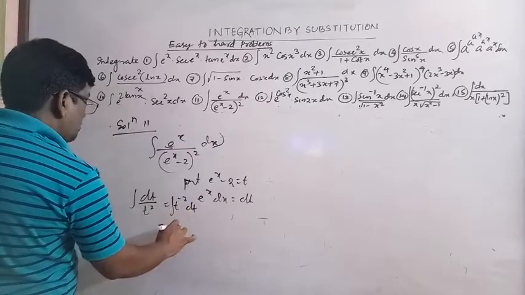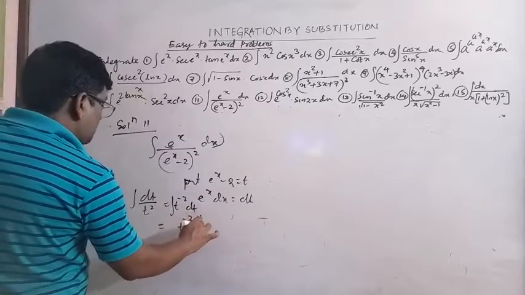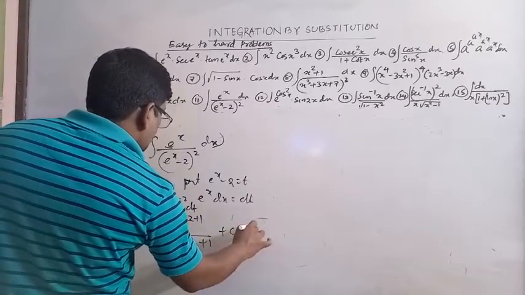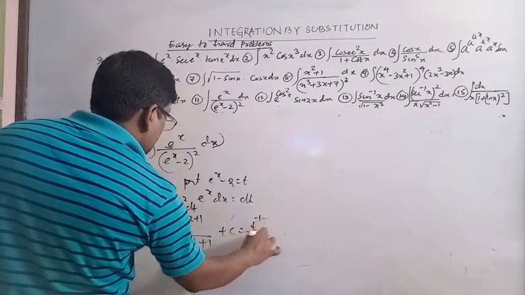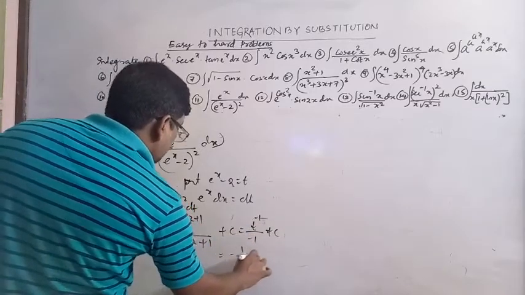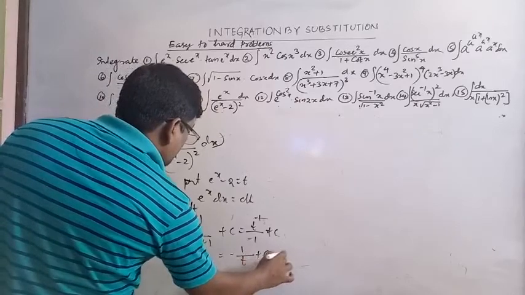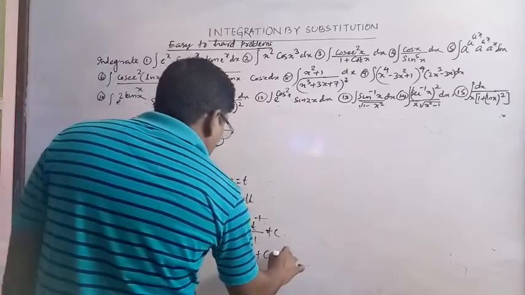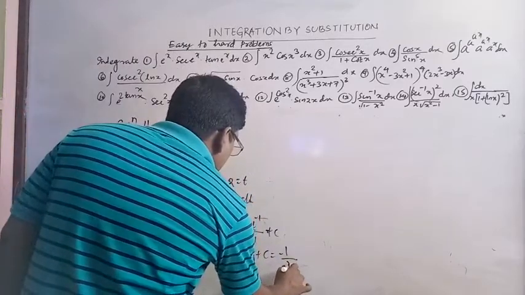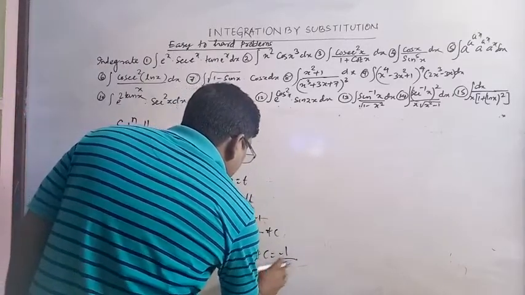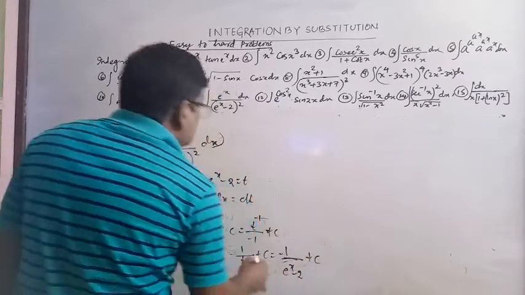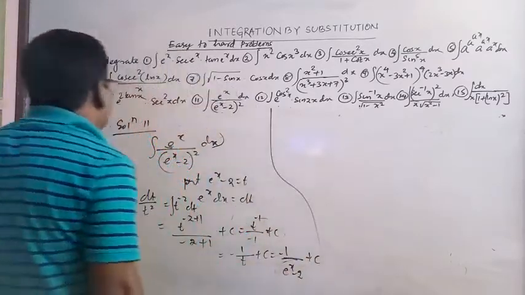So this is equal to t to the power minus 2 plus 1 divided by minus 2 plus 1 plus c. So this is equal to t to the power minus 1 by minus 1 plus c. So this is equal to minus 1 by t plus c. What is minus 1 by t? T means e to the power x minus 2. So the answer is minus 1 by (e to the power x minus 2) plus constant. This is the answer of question number 11.